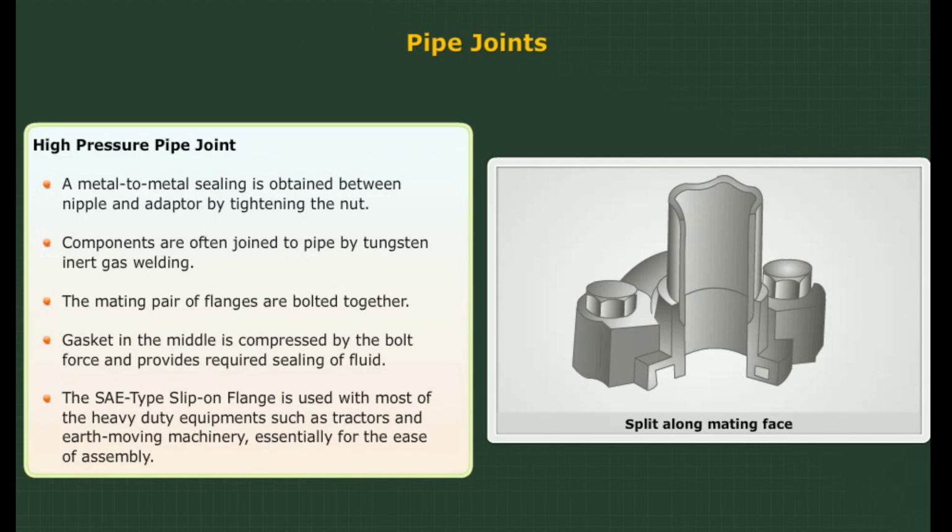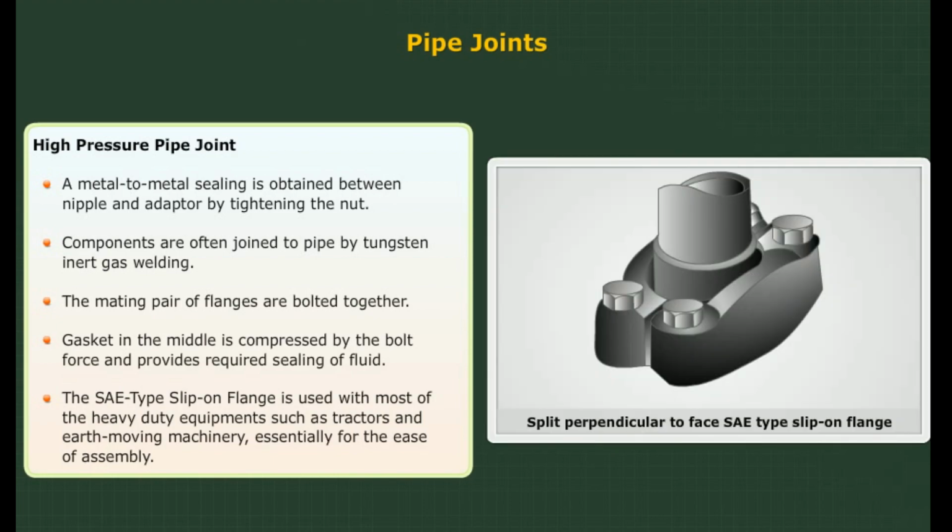Figure shows threaded type plain flange which can be screwed onto the pipe. The SAE type slip-on flange is used with most of the heavy-duty equipment such as tractors and earth-moving machinery, essentially for the ease of assembly.